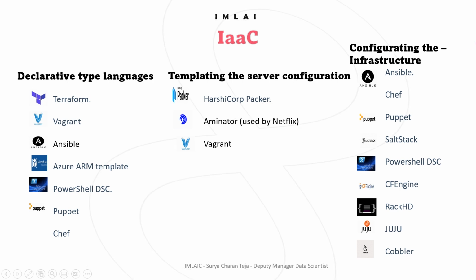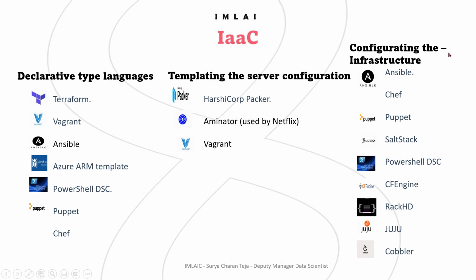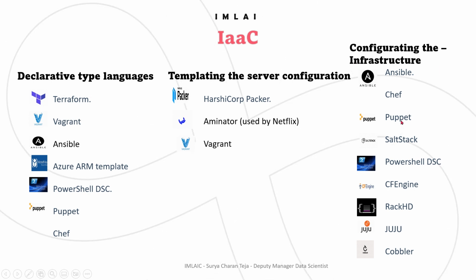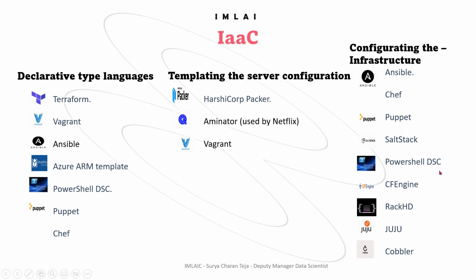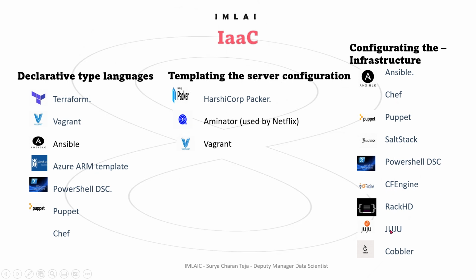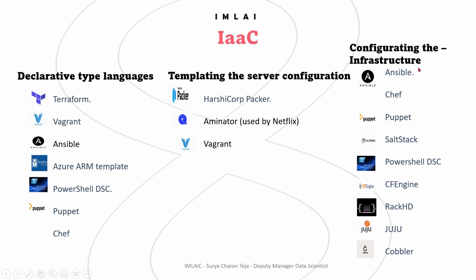Now, configuring the infrastructure. To configure the infrastructure, we have plenty of tools. The famous tool is Ansible, and then Chef, Puppet, SaltStack, PowerShell DSC, CFEngine, RackHD, Juju, Cobbler. Cobbler is also a famous tool, but most widely used tools are Ansible, Chef, Puppet.